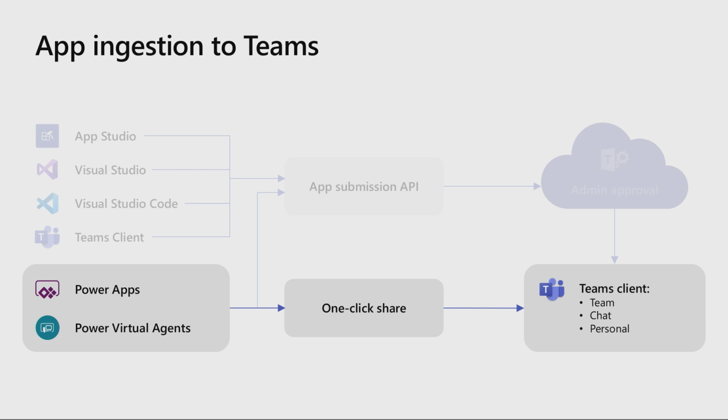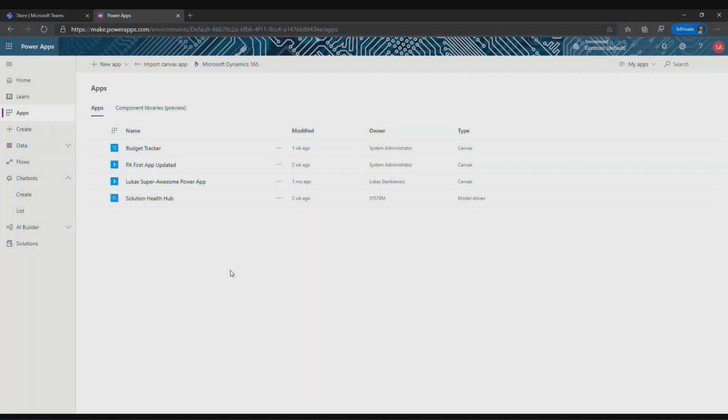And so what you'll see here is a new mechanism for a user to directly install an app from Power Platform into the Teams client itself to any scope that they have permission to. So this is a one-click button that allows somebody who just made a Power App or a Power Virtual Agent to package that app, send it into Teams, and install it directly in context, again, to a resource that they have permission to.